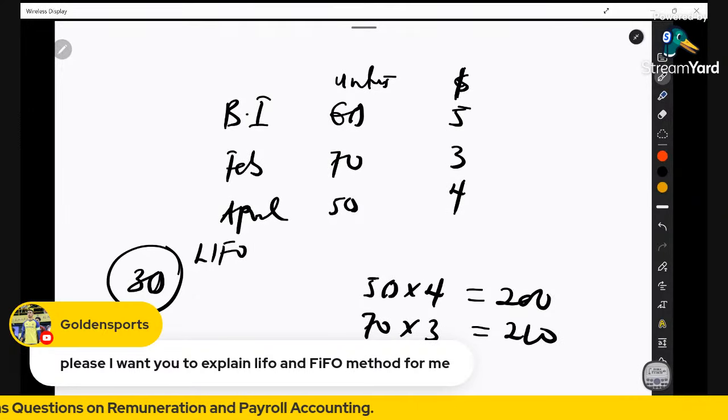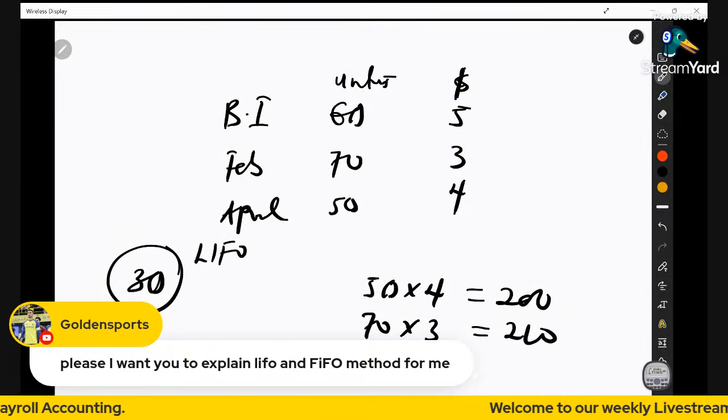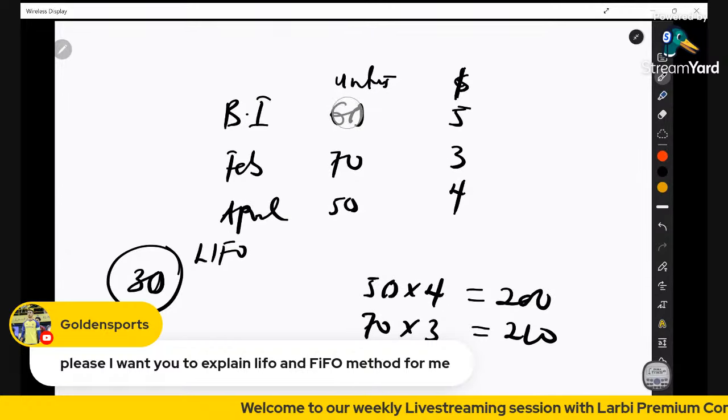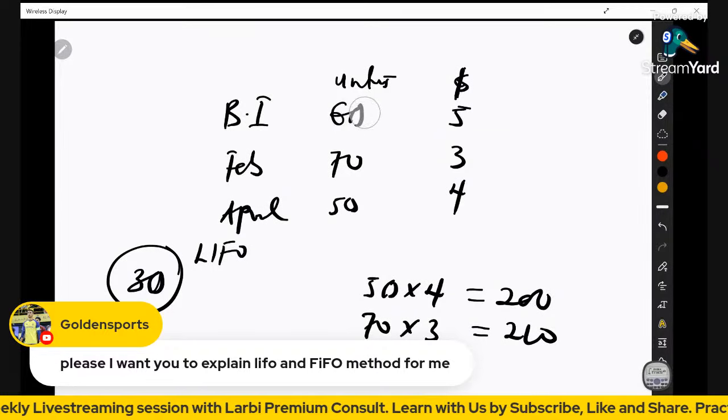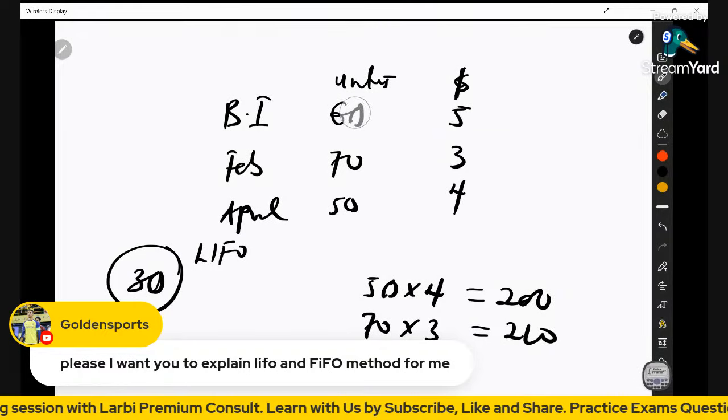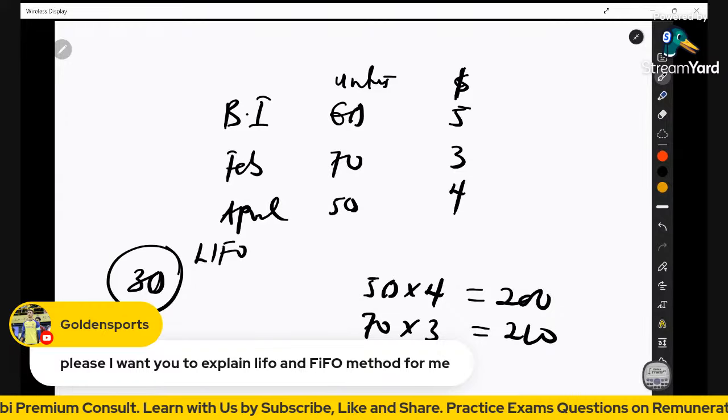Remember, our ending inventory in units was 30. So where is that going to come from? The beginning inventory. Of the 60 units you see here, only 30 units will go out from the beginning inventory, so that whatever is left, the 30, will be the value of the ending inventory.